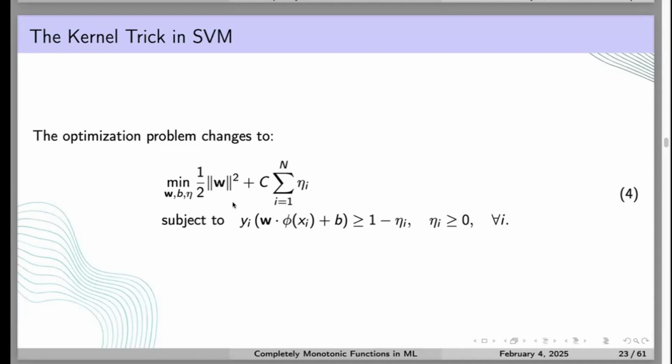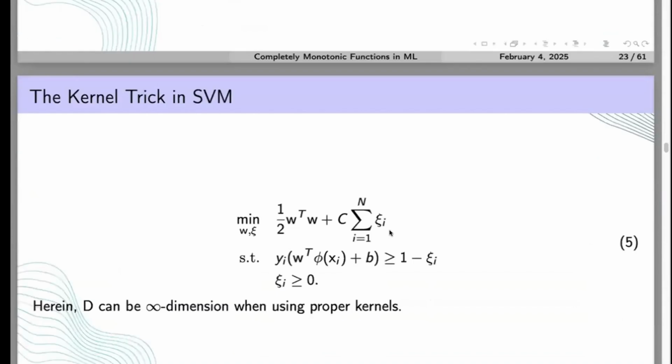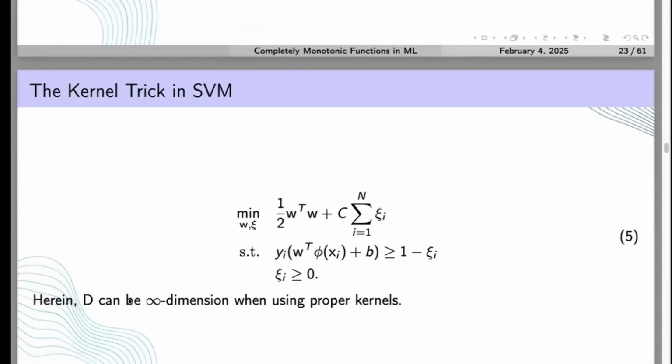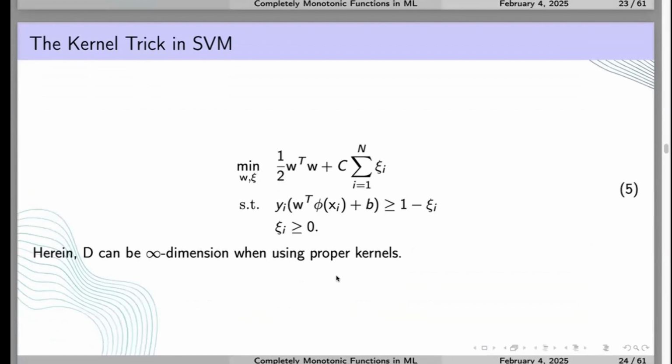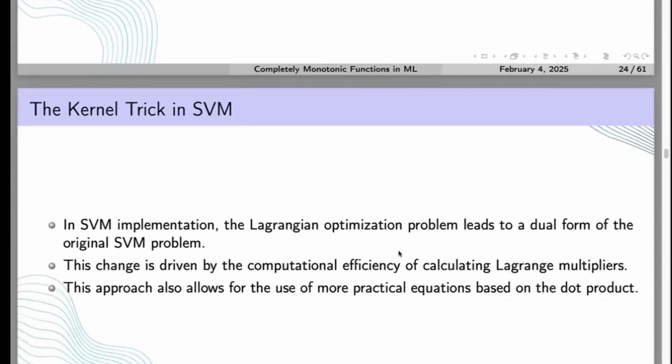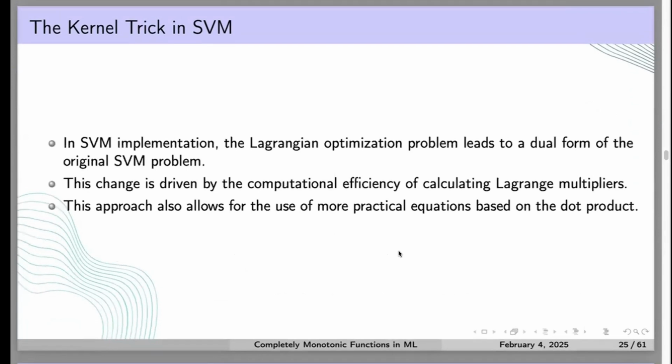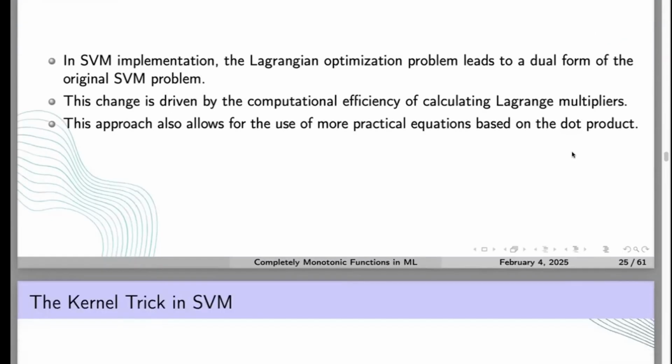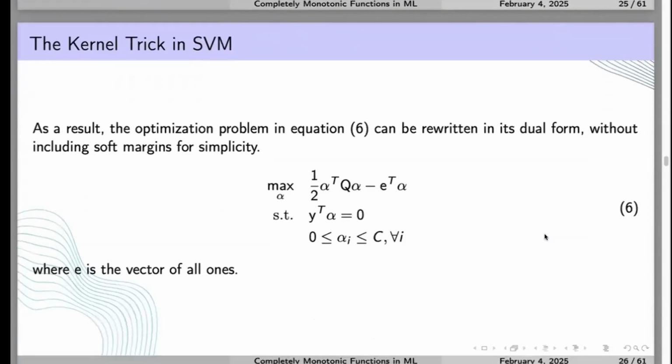So we are now working in the feature space, a high dimensional space generally. Herein, the capital D can also be infinite dimension when using proper kernels like RBF, or like the logarithmic kernel function we use here. In SVM implementation, the Lagrangian optimization problem leads to a dual form of the original SVM problem. This change is driven by the computational efficiency of calculating Lagrange multipliers. So we can use dot products for computations like in equation 6.